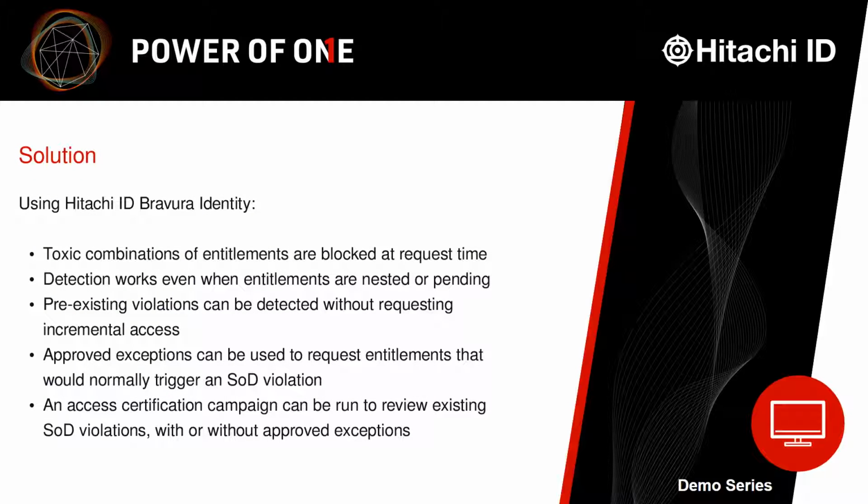Using Hitachi ID Bravura Identity, toxic combinations of entitlements defined as SOD rules are blocked at request time. Detection works even when entitlements are nested or pending. This means that the SOD rules do not have to be defined just at the role level. Entitlements are broken down into their finest grained elements and evaluated as such. Pre-existing violations can be detected and routed through the workflow engine for remediation. Approved exceptions can be used to request entitlements that would normally trigger an SOD violation. An access certification campaign can be run to review existing SOD violations with or without approved exceptions.